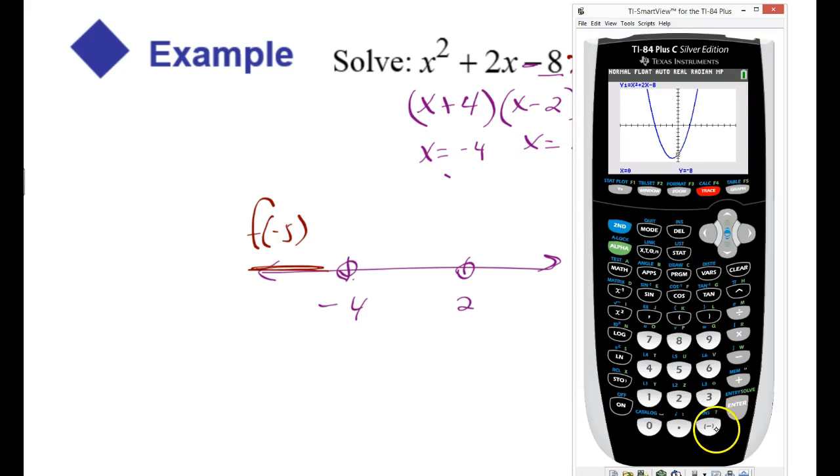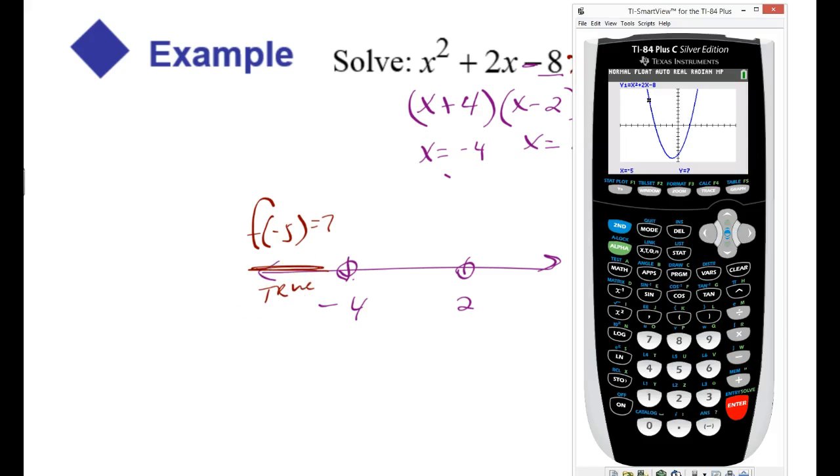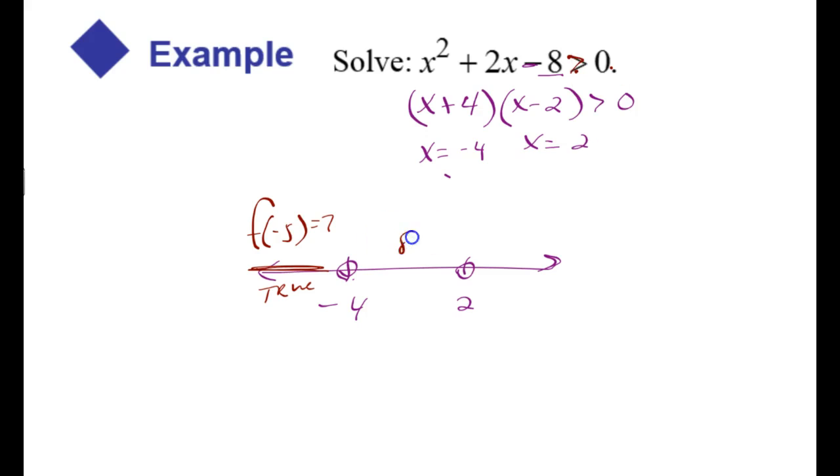So if I hit negative 5 and press enter, I get a 7. Then I make a conclusion. Well, is 7 greater than 0? And I say, yeah, true. So I know that area is true in here. I'm going to test 0, and I get a negative 8. Well, negative 8 is not greater than 0, so that's a false statement.